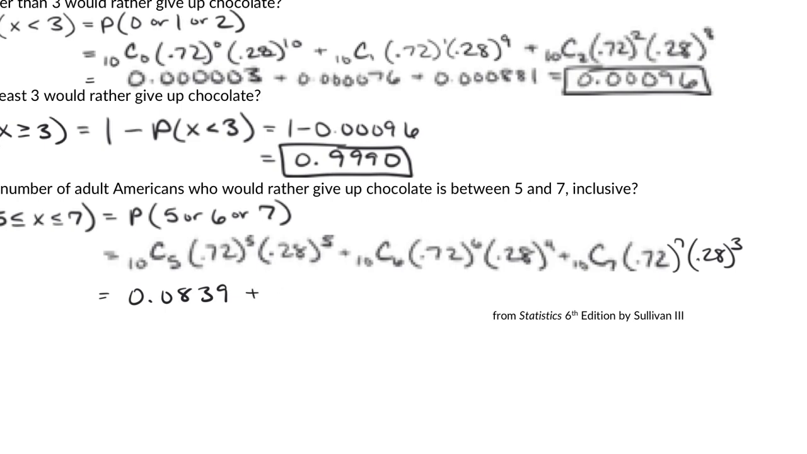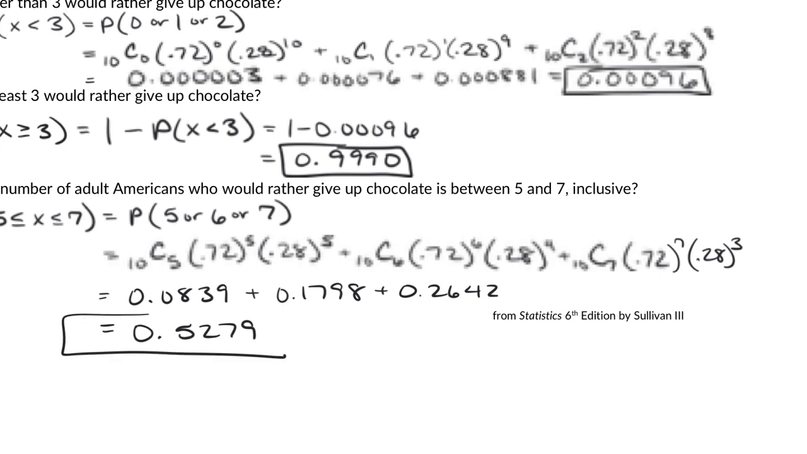0.0839 plus 0.1798 plus 0.2642, which altogether would mean this probability is 0.5279. Did we get that or get close? I might not have given you enough time to finish. So that's a lot of computation, yes? Individually doing this for each and every single one of these can be pretty bulky.